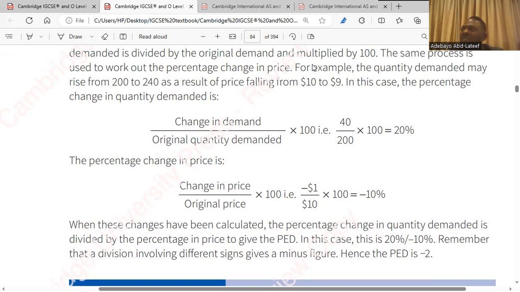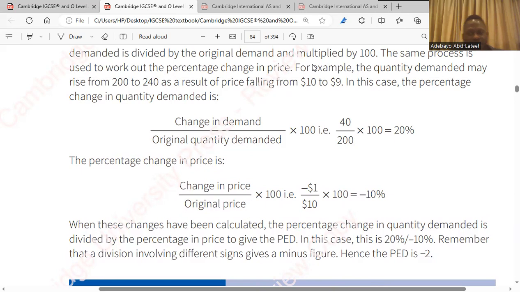It is inelastic if it is not up to 1. It is unitary if it is 1. That means from 0.1 to 0.9, it is inelastic. That means there's no significant change in the quantity demanded. But when it is 1, it becomes unitary. That means your percentage change in quantity demanded equals the percentage change in price. But if it is more than 1, it is what? Elastic. Forget about the negative sign. So the negative sign doesn't matter in elasticity.